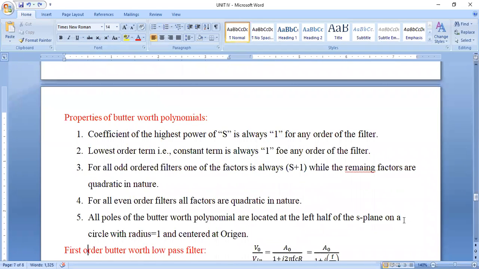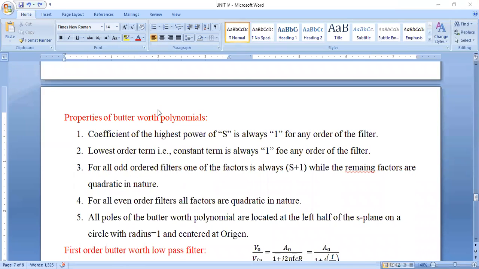Another thing which we are going to revisit is the properties of the Butterworth filter. It may be the second order, or it may be the nth order filter. So what is the Butterworth filter stating here? Whatever the order of the coefficient, see here, the coefficient of highest order of s is always 1. What is the first point of the property stating? It may be the second order, or it may be the third order.